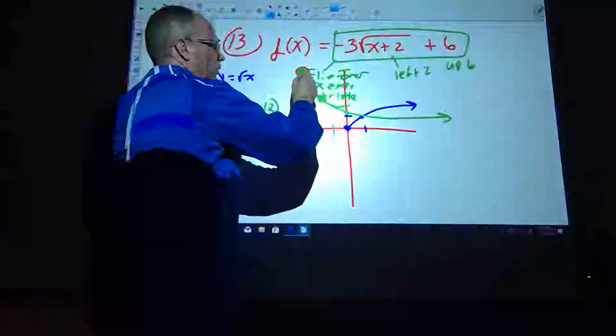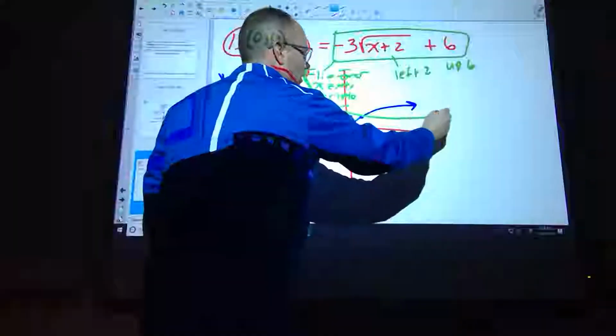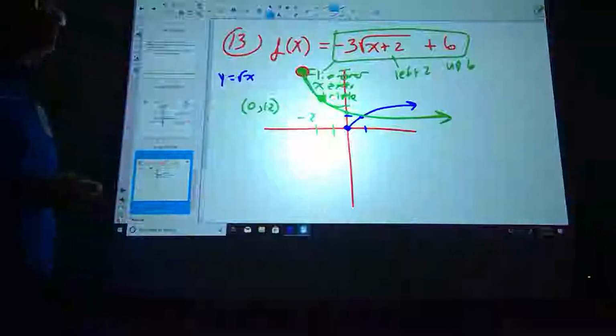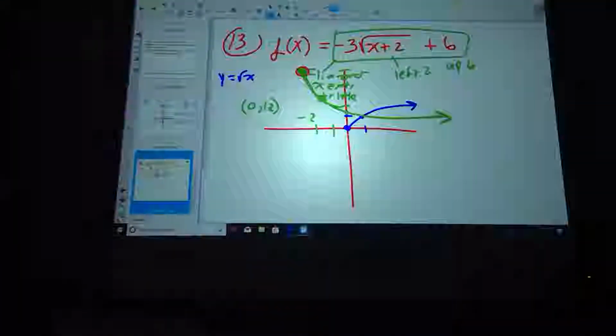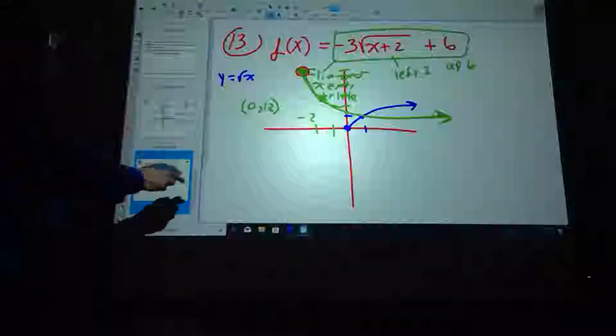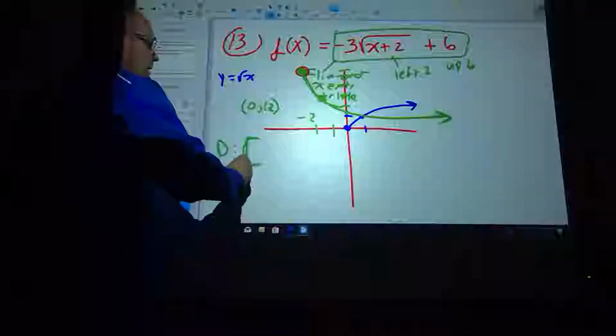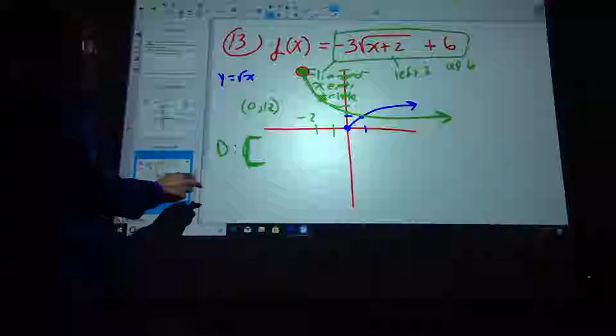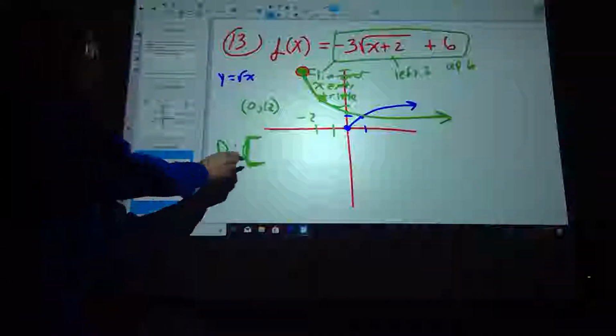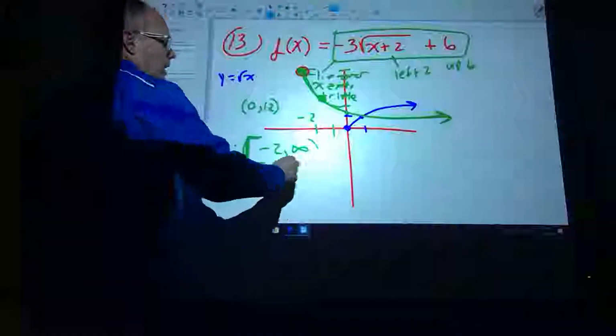So that's what this graph looks like. Does it look a little different than the blue one? Yeah, it kind of flipped upside down, but it's the same kind of graph. So then let's talk about our domain. What's the furthest left that my graph is going? -2, and it's going right to infinity.